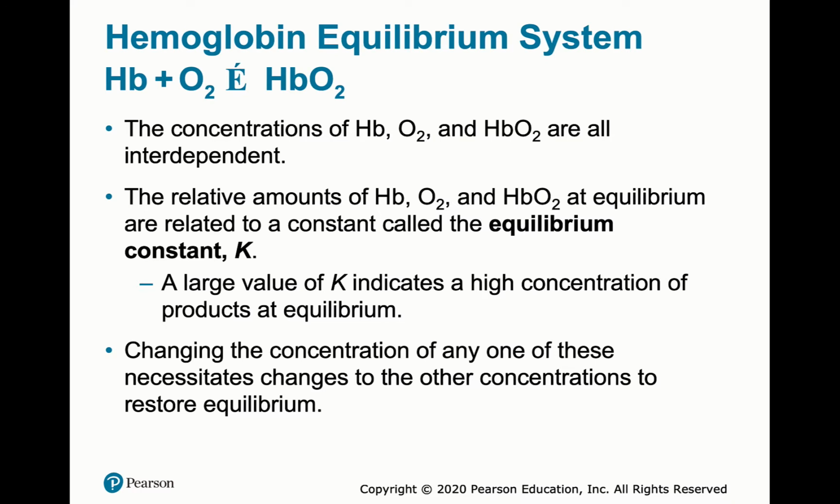The concentrations of each of the reactants and products are interdependent, and the relative amounts of these is called the equilibrium constant. A very large equilibrium constant means lots of products. A very low equilibrium constant means lots of reactants, and one around the middle, about one, means about equal reactants and products. The shifts in equilibrium are what we're going to talk about in this chapter, and how the concentration of things affects the equilibrium.